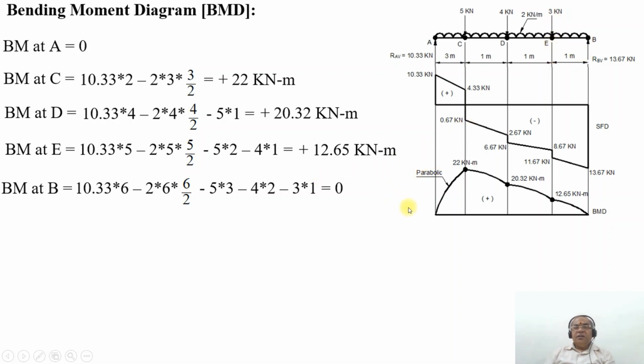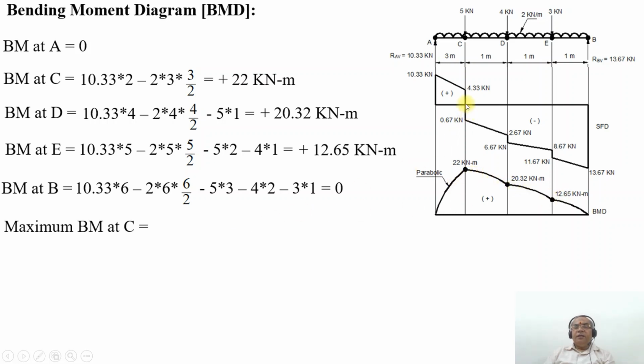So when you plot this, you will get BM at A as 0, BM at C as plus 22 kilonewton meter, BM at D equal to plus 20.32 kilonewton meter. Then again, BM at E will be equal to plus 12.65 kilonewton meter and BM at B will be equal to 0. So all these points will have a parabolic curve.